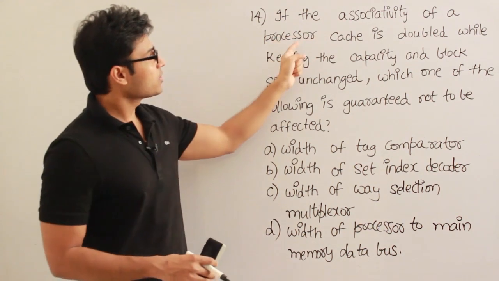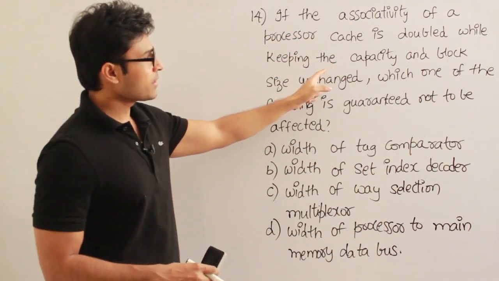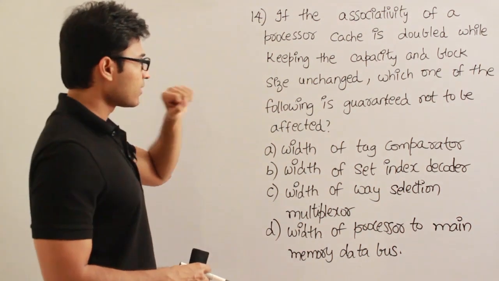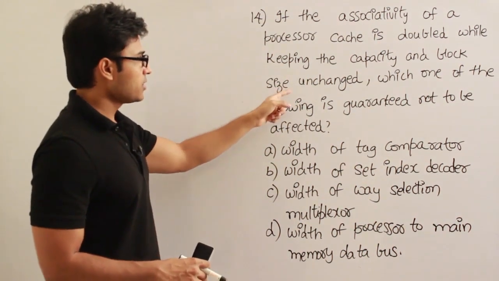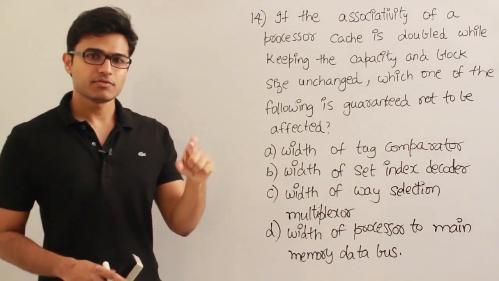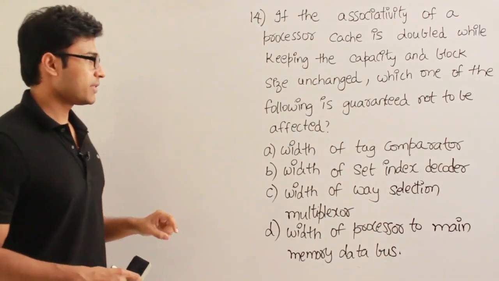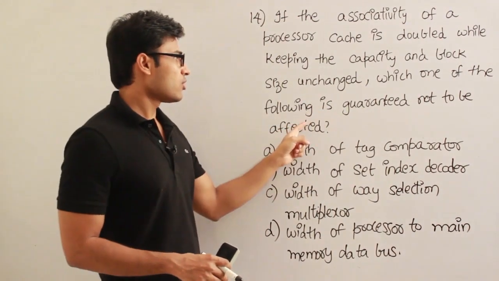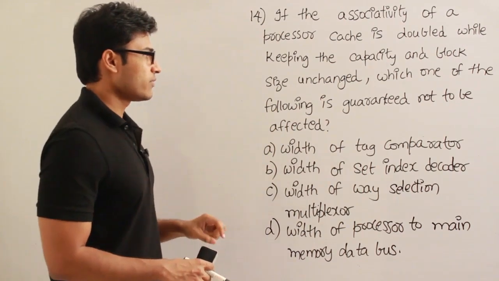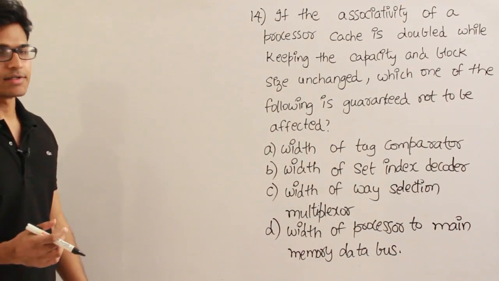If the associativity of the processor cache is doubled while keeping the capacity and the block size unchanged, which means only the number of lines in one set are doubled and all other factors are kept unchanged, then which of the following is guaranteed not to be affected? Then in the options they are asking what is not going to change.